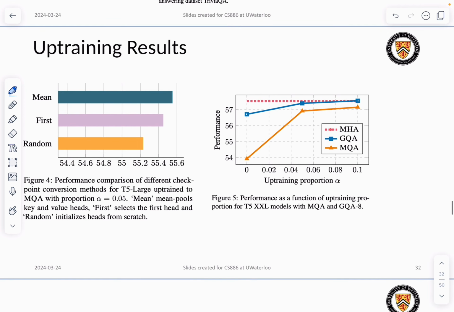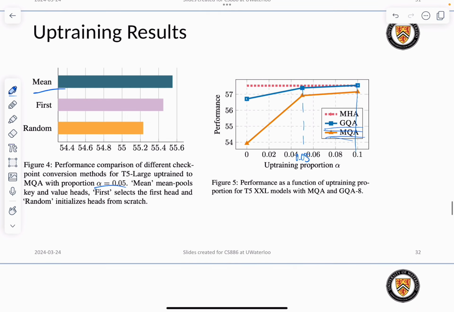And here are the results for uptraining. As you can see, when we take the mean, that achieved the best performance with alpha equal to 0.05. And you can see here with alpha equal to 0.05, we can achieve comparable performance with GQA and slightly worse with MQA than with 1%. Basically identical performance with GQA and worse with MQA.